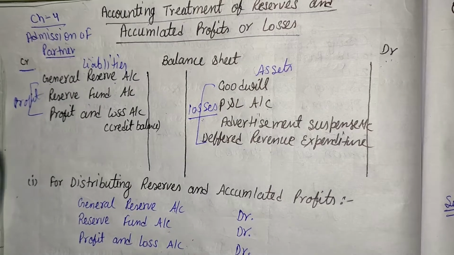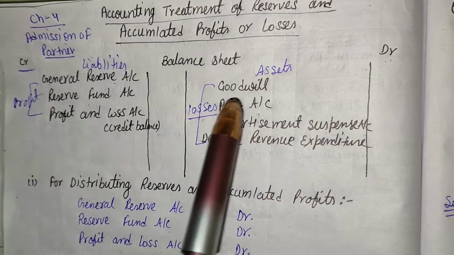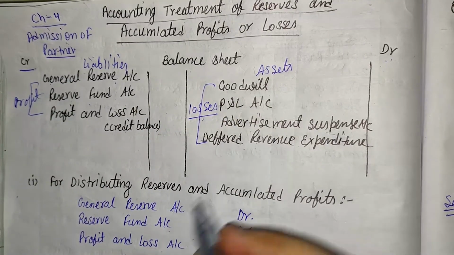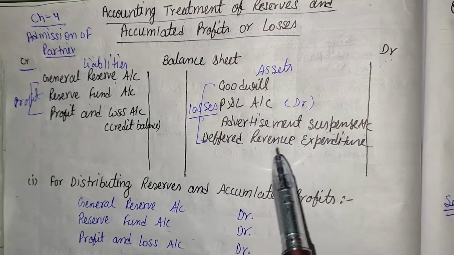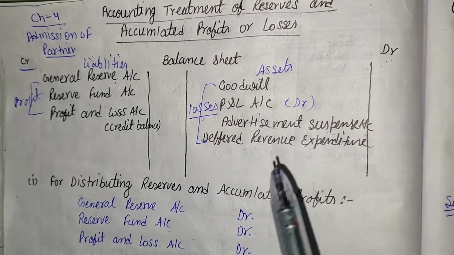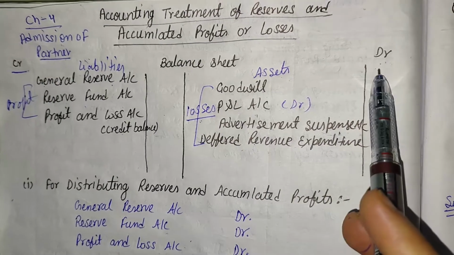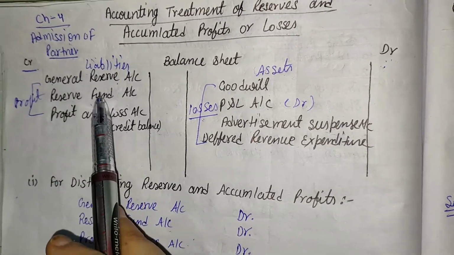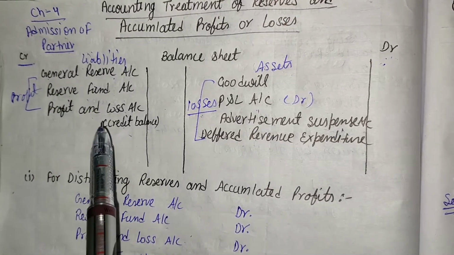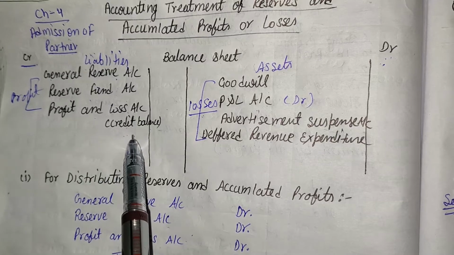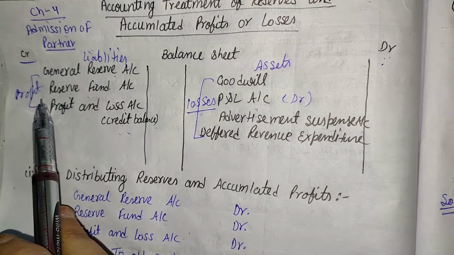So the important information is that this is the debit side and that is the credit side. If goodwill, profit and loss debit balance, advertisement suspense, deferred revenue expenditure are given in the balance sheet, all are debit items. But if general reserve, reserve fund and profit and loss credit balance are given in the balance sheet, it means that is a credit balance, or profit.